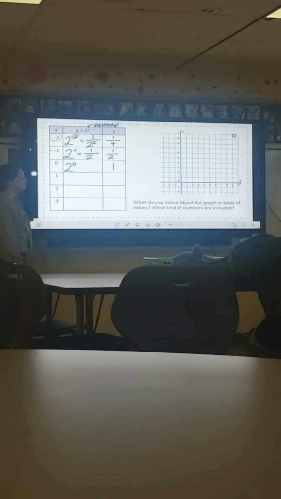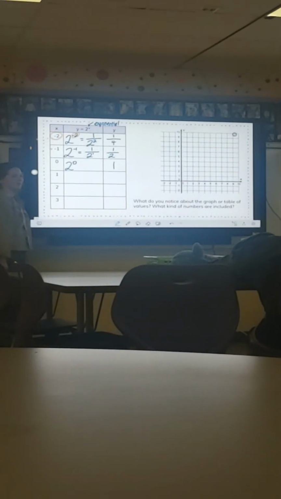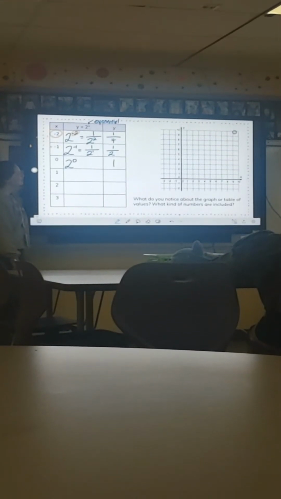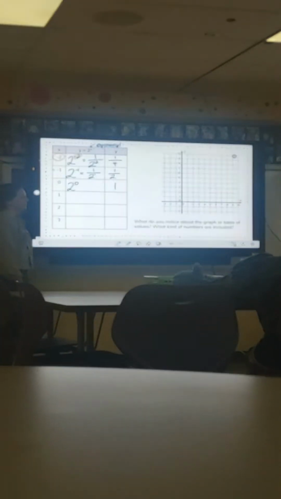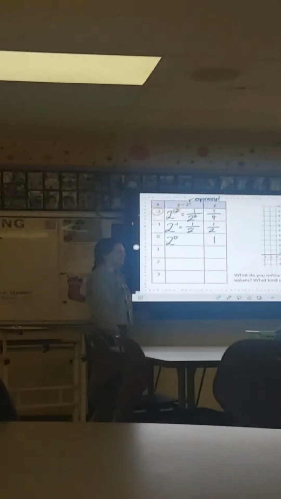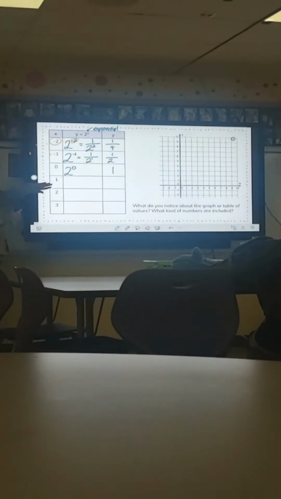What would I set up for the next one? What do I write first for the next one? Do I need to have a fraction? The only time I need to have a fraction is when I have what kind of number? Negative. Negative, so I need fractions.